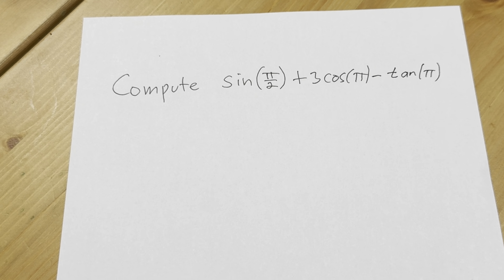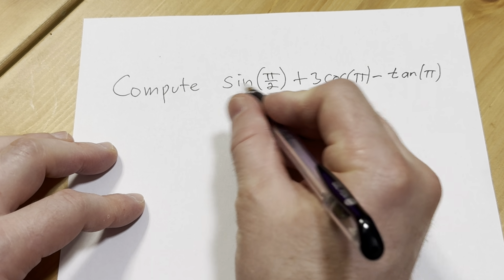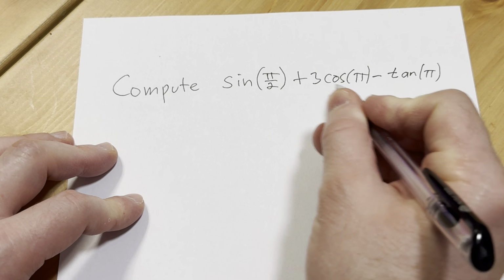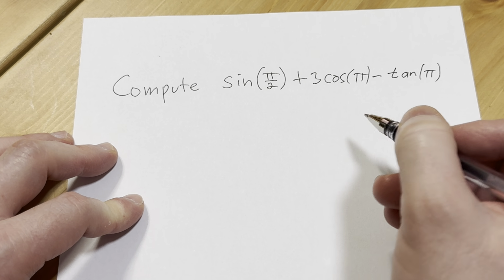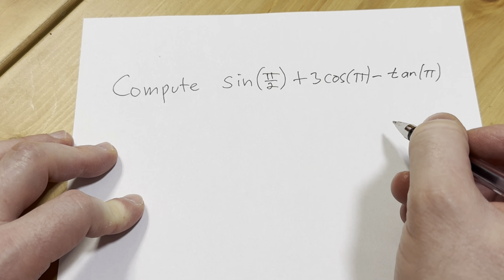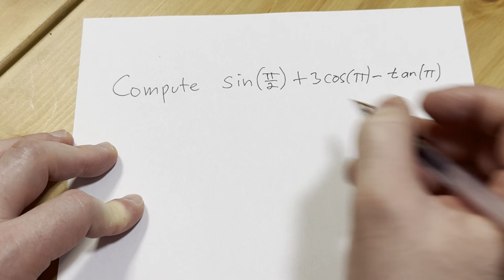In this video, we're going to do a computational problem involving trigonometric functions. So we're going to compute the sine of pi over 2 plus 3 times the cosine of pi minus the tangent of pi. All right, let's carefully work through this. To do this, we're going to use knowledge of the unit circle. So, solution.